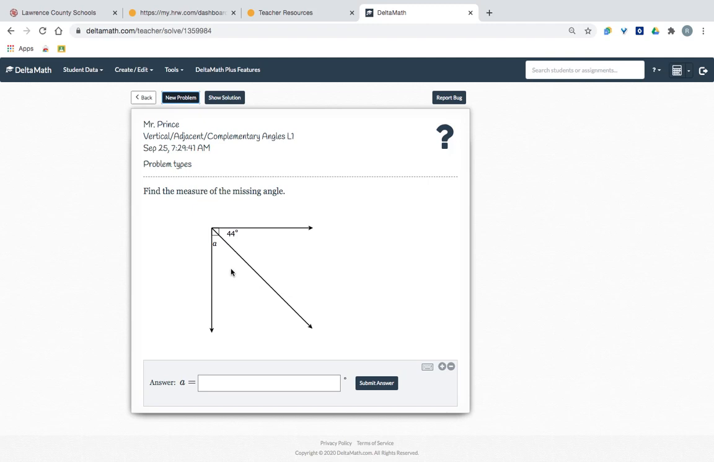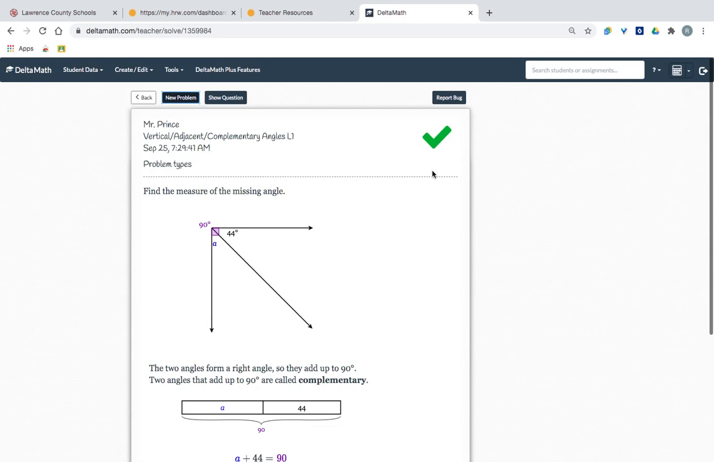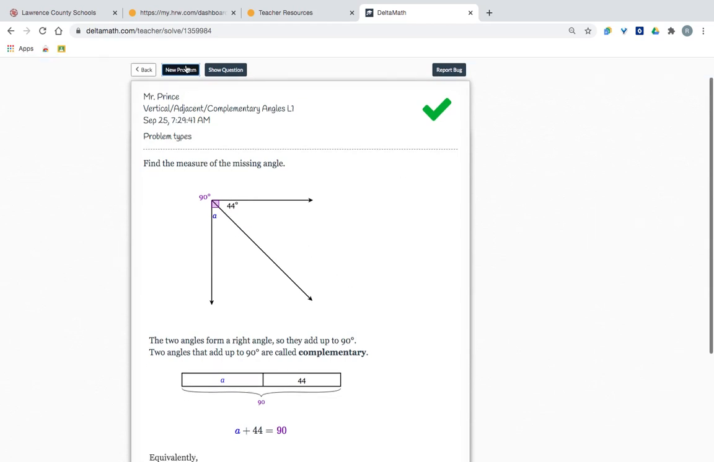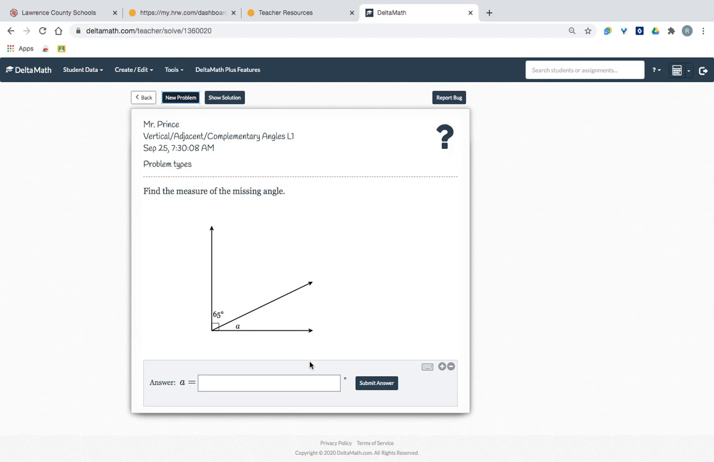Alright, we got another 90 degree. So what do we have to do? That's right. We subtract 44 from 90 degrees, and that's going to give us our remaining, which is A, and we're going to call that 46 degrees. Submit answer. It's correct. Let's get a new problem. All these are getting to where they're too easy. Let me type that in real quick. 90 minus 65 is going to give us 25 degrees. Remember, 90 degrees. That's 65 degrees, so I need the remaining. 90 minus 65 is 25 degrees.